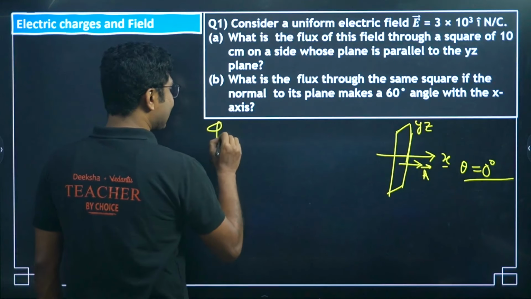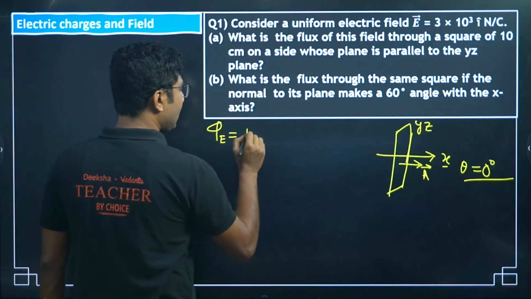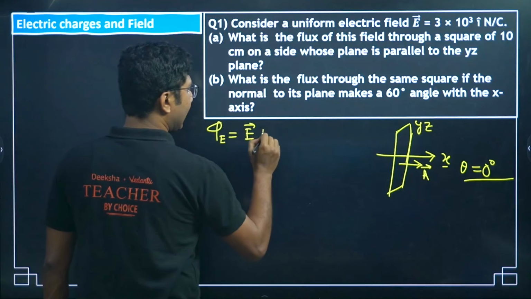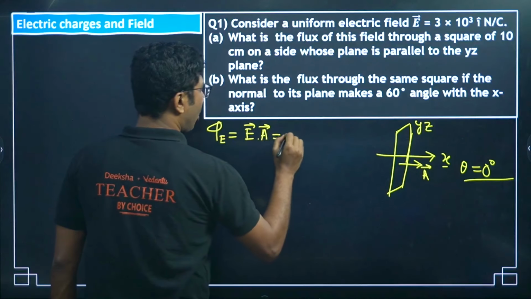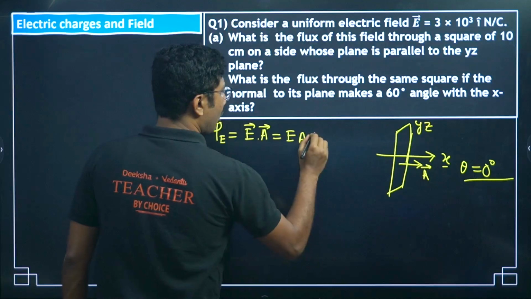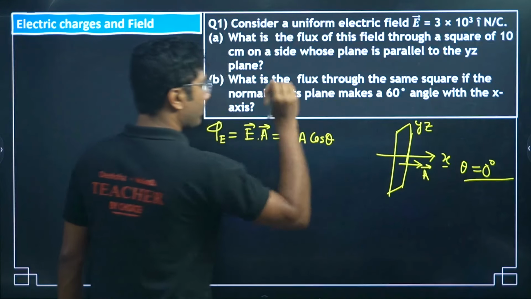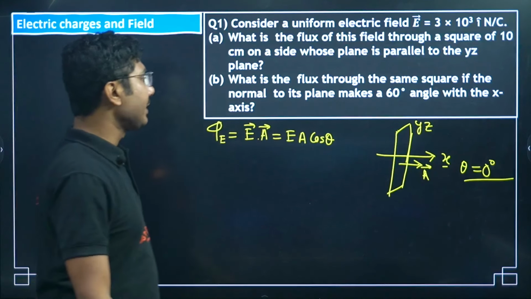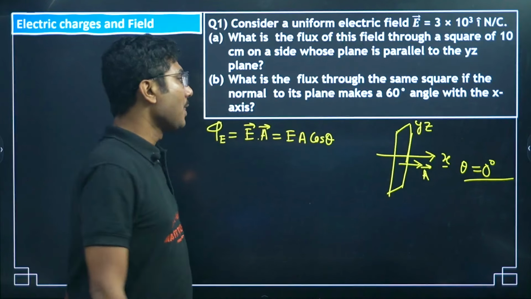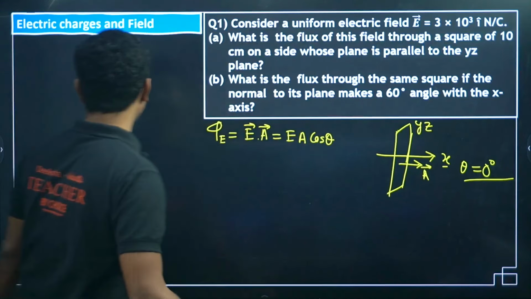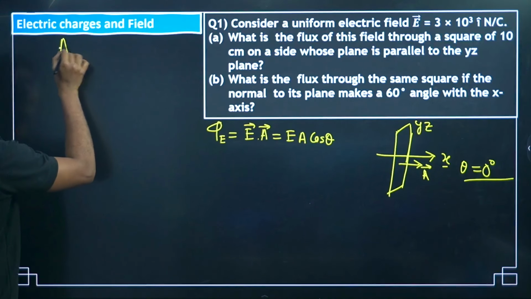Electric flux is given by E dot A or EA cos theta. It is a scalar quantity. Okay, electric flux is a scalar quantity. So E value is given. Okay, area you have to calculate. Area is given as 10 centimeter square.